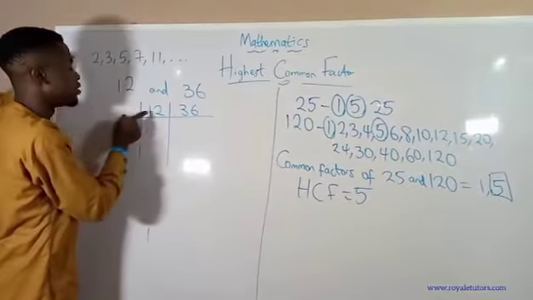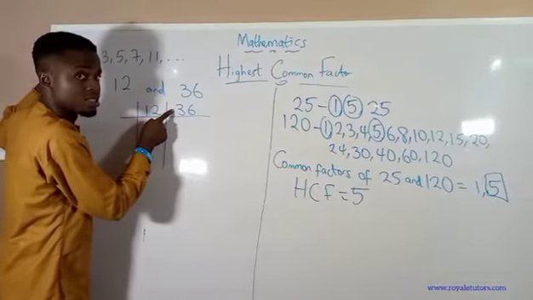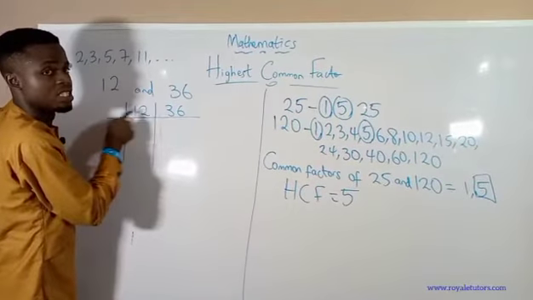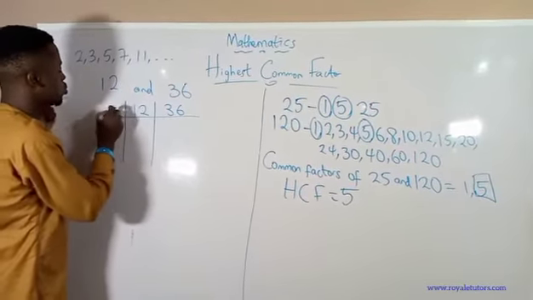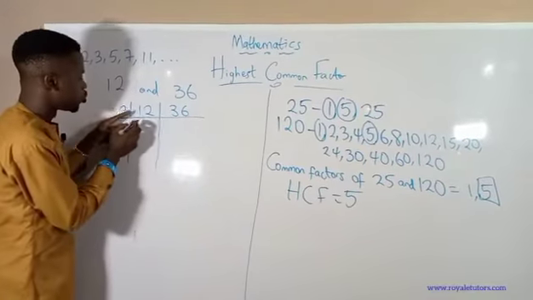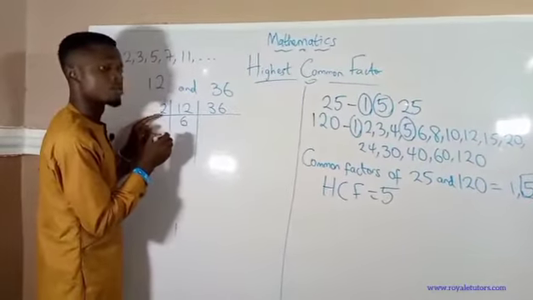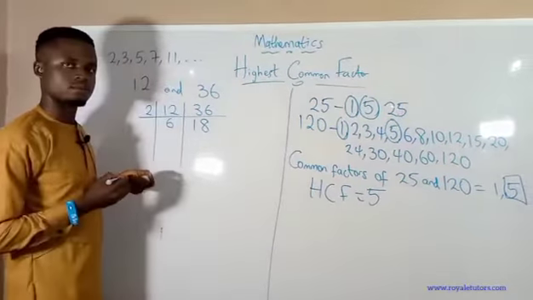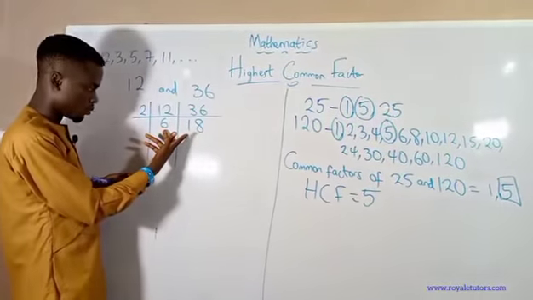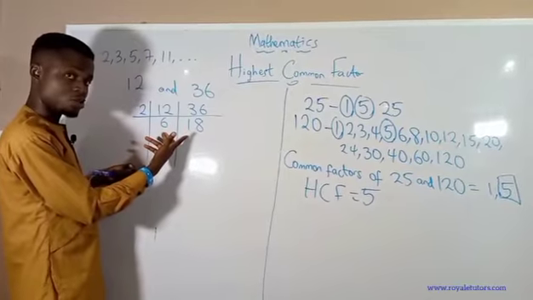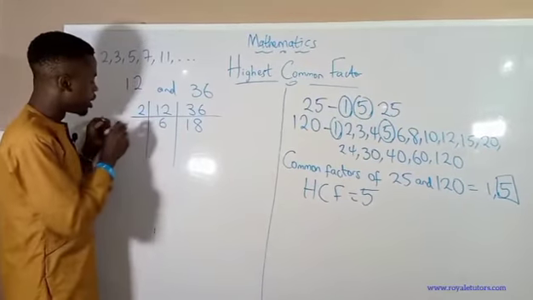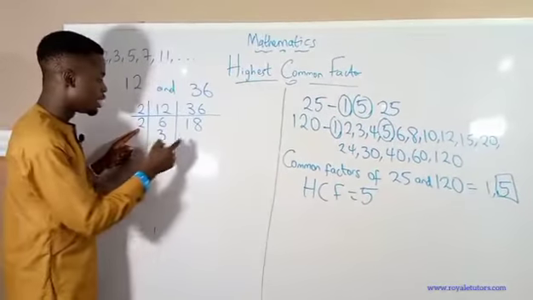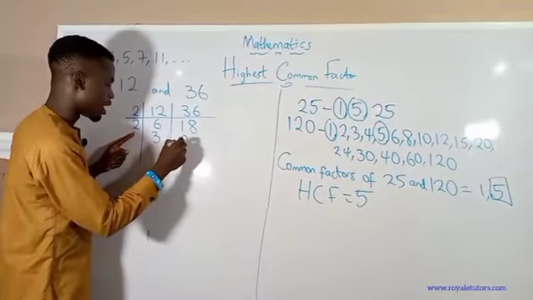If you pick 2, 2 can divide 12 and 2 can divide 36 without remainder. That is, 12 and 36 are both divisible by 2. So you pick 2. Now 2 in 12 gives you 6, and 2 in 36 gives you 18. If you look at the numbers we've gotten, 2 can still divide the two of them perfectly. So you go again: 2 in 6, you have 3, and 2 in 18, you have 9.